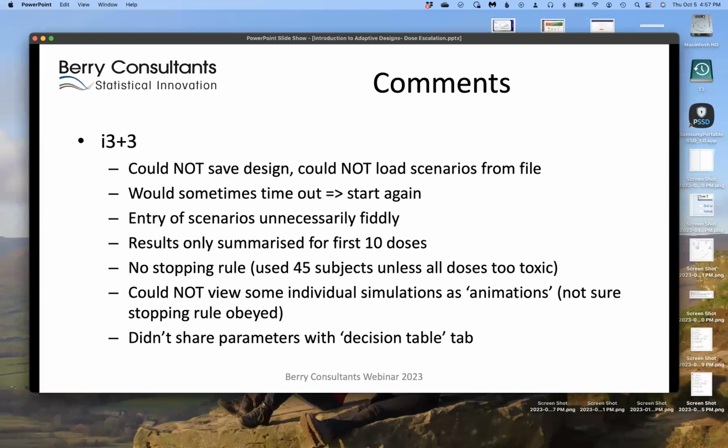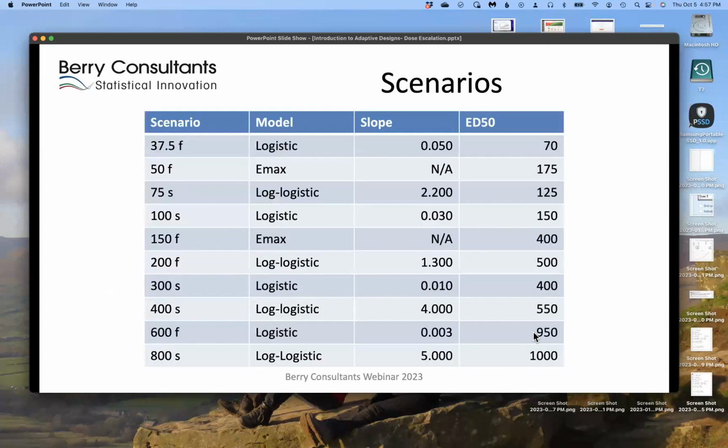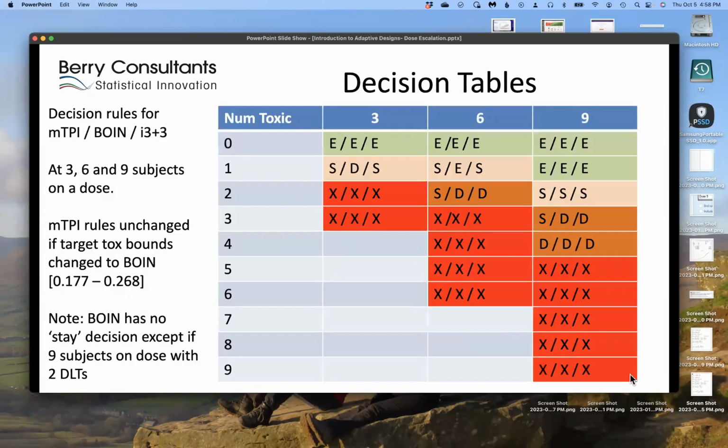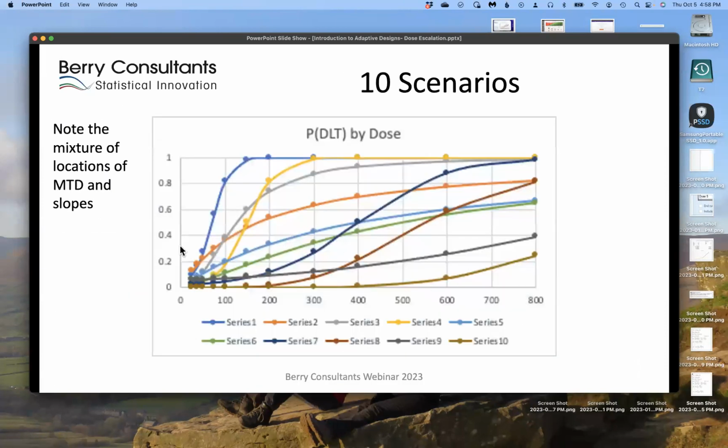The I3+3 was way worse. It had no stopping rule. It only summarized patient allocation for the first 10 doses, and entering scenarios was very, very fiddly. So it's a summary of the scenarios, the individual toxicity rates being simulated, with the ones in red being ones where we're simulating rates that lie inside the target toxicity band. Decision table.